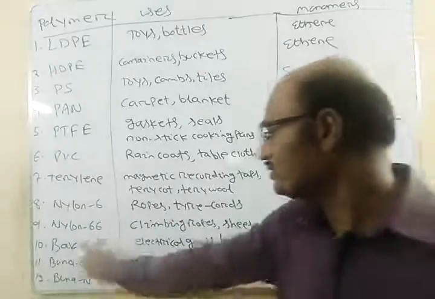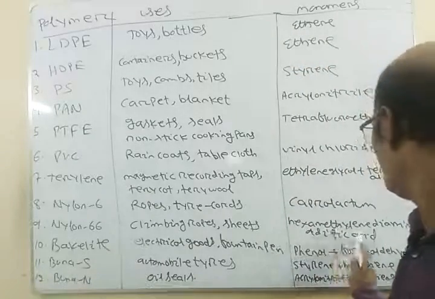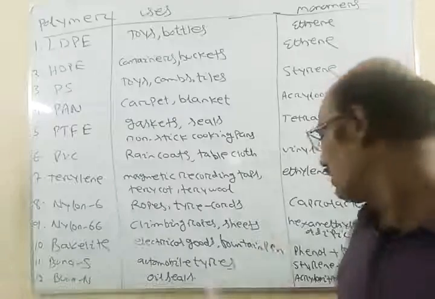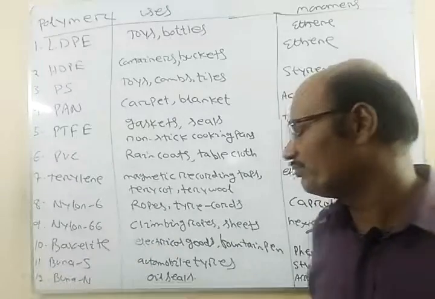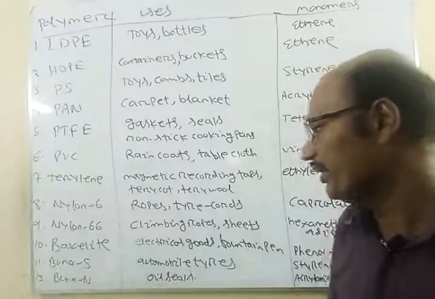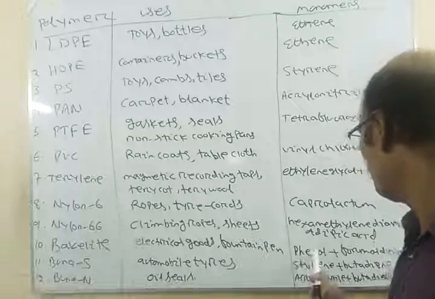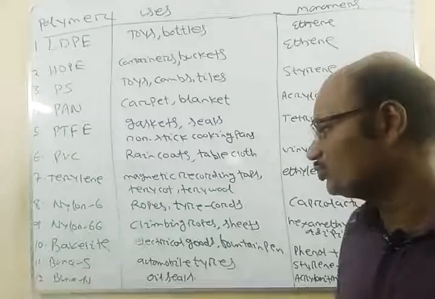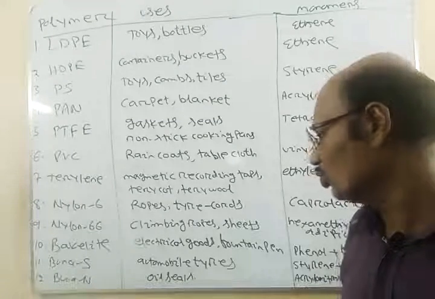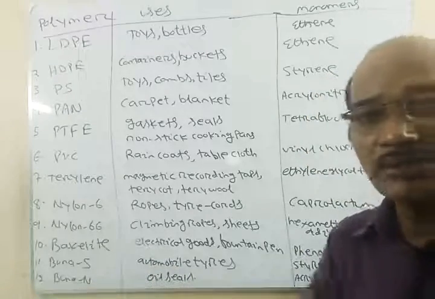Now nylon 66, here the monomers are hexamethylene diamine and adipic acid, and we are using it for making climbing ropes and sheets. Similarly, Bakelite, here the monomers are phenol and formaldehyde, and we are using Bakelite for making electrical goods and fountain pens.